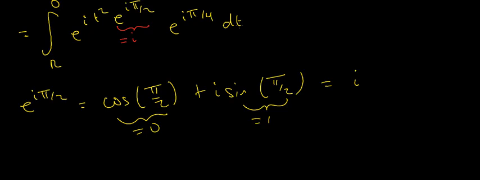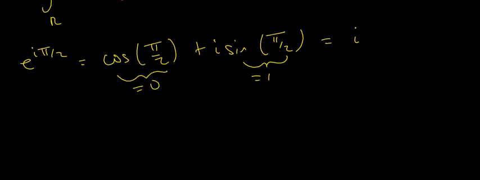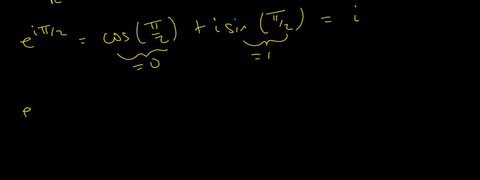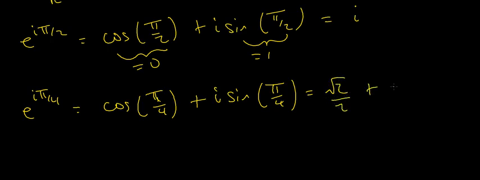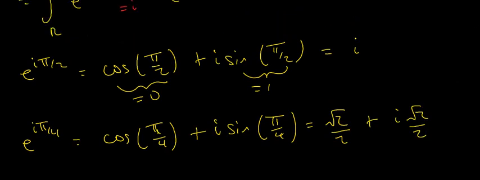And what about e to the I pi over 4? Well, e to the I pi over 4 in exactly the same way is the cosine of pi over 4 plus I times the sine of pi over 4, and cos of pi over 4 is root 2 divided by 2, and sine of pi over 4 is exactly the same value, plus I root 2 over 2. So that helps me somewhat.